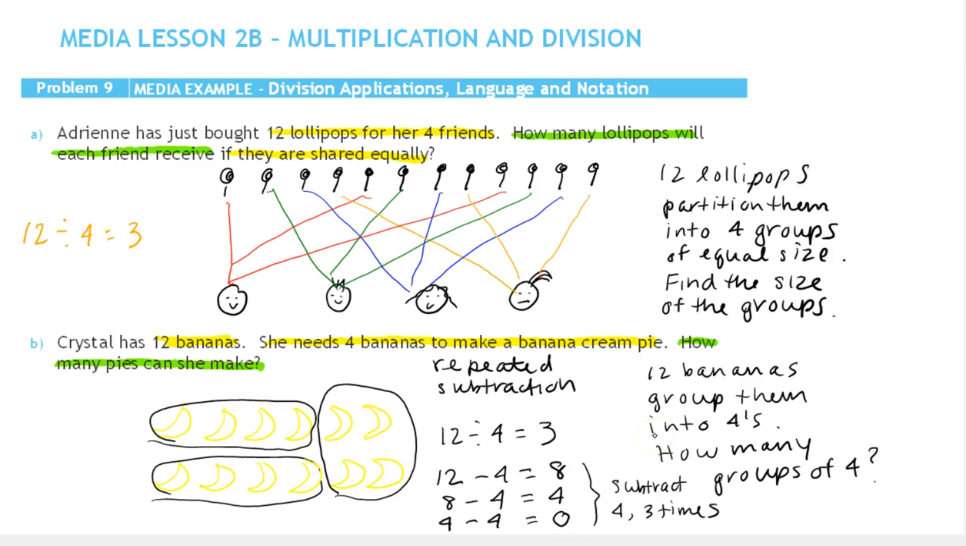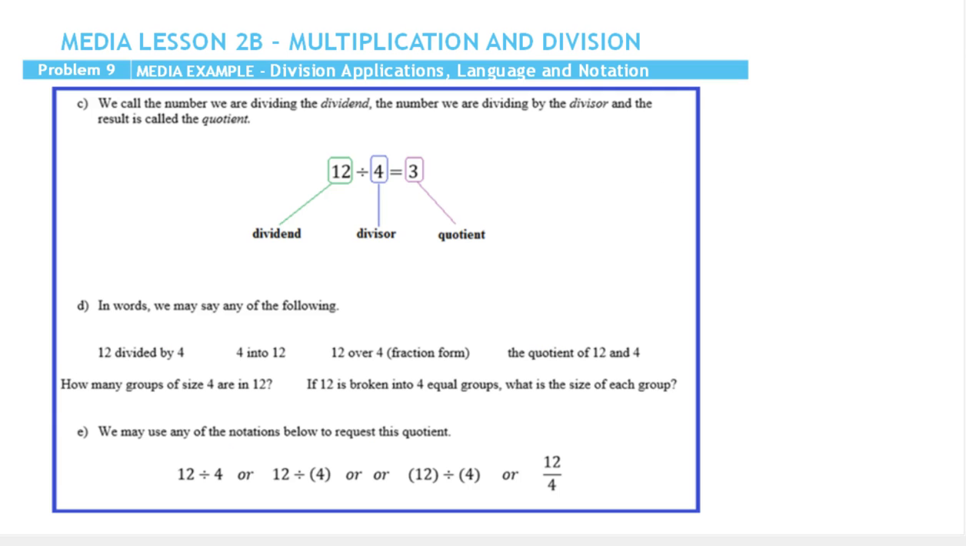So now that we have these ideas in general, let's take a look at some of our notation. Let's highlight this. We call the number we are dividing the dividend, the number we are dividing by the divisor, and the result is the quotient. Okay, so notice, unlike multiplication where the 2 numbers we were multiplying were just called factors and the answer was the product, here these have different names because they play different parts in the problem.